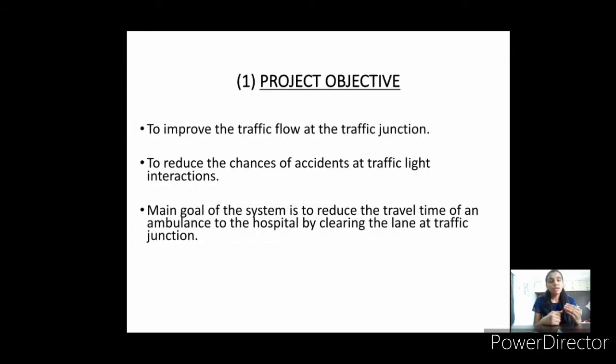So here we go with our project objective. To improve the traffic flow at the traffic junction, we have developed this project, and also to reduce the chances of accidents at traffic light intersections. The main goal of our project is to reduce the travel time of an ambulance to reach the hospital by clearing the lane at the traffic junction. Due to heavy traffic, the ambulance cannot easily pass through the junction. So we have developed this project so that the ambulance can easily reach the hospital by clearing the lane. This is the main objective of our project.